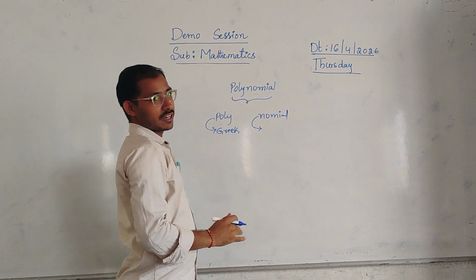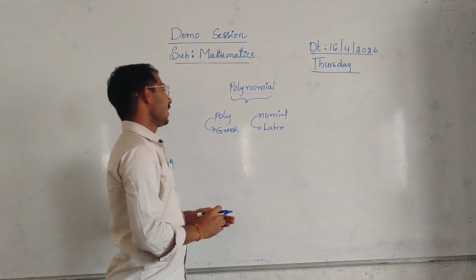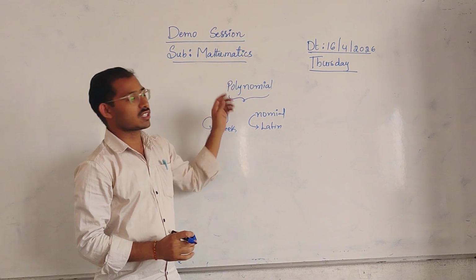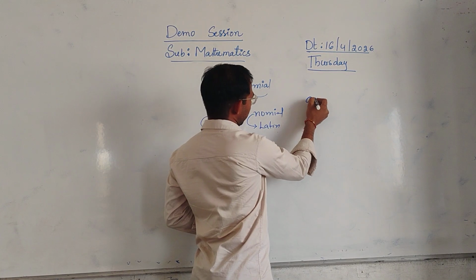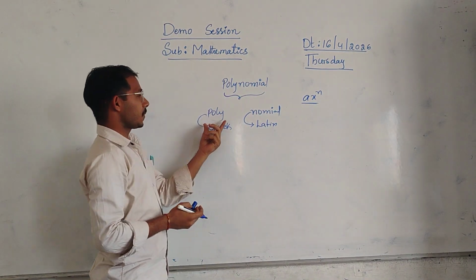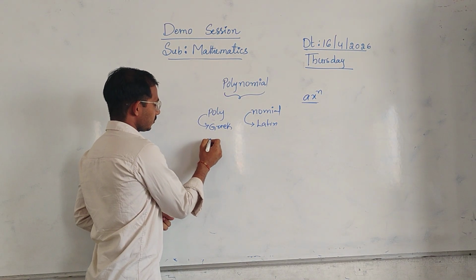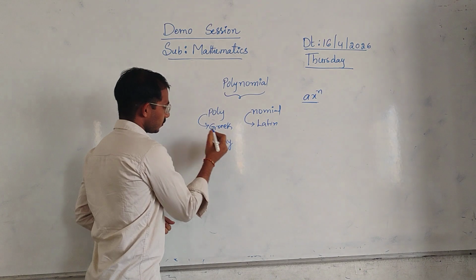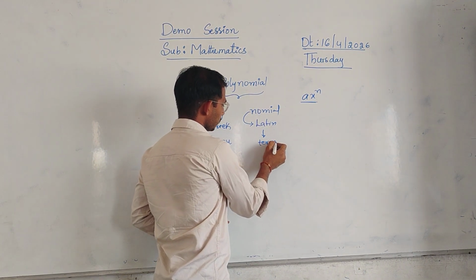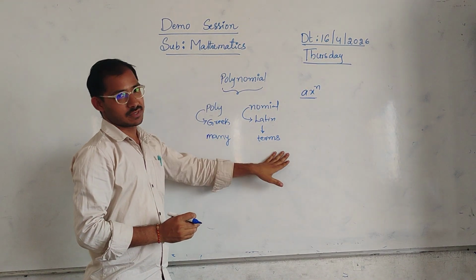And nomial is a Latin word. A polynomial is an algebraic expression which contains the form ax power n. Here poly means many, which is the meaning in Greek. Nomial means terms. The complete meaning is many terms.